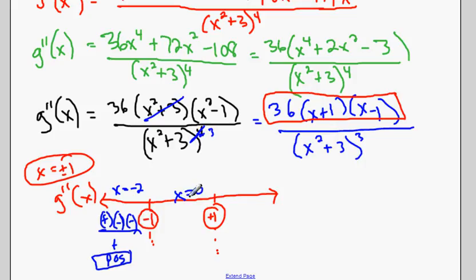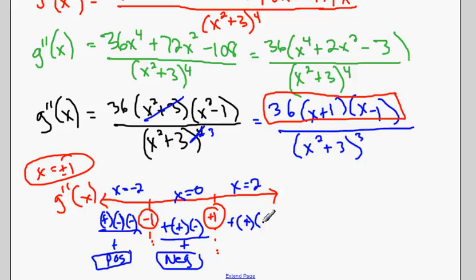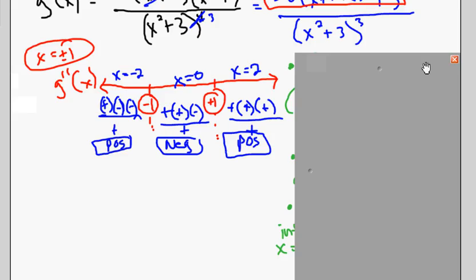Let's pick a number between these. Perfect, x equals 0. I get 36, which is positive. 0 plus 1 is positive, 0 minus 1 is negative, 0 plus 3 is positive, cubed is positive. So here it is negative. And let's do positive 2. 36 is always positive, 2 plus 1 is positive, 2 minus 1 is positive, and a positive squared is positive, plus 3 is positive, and the third power is positive. So this is positive.